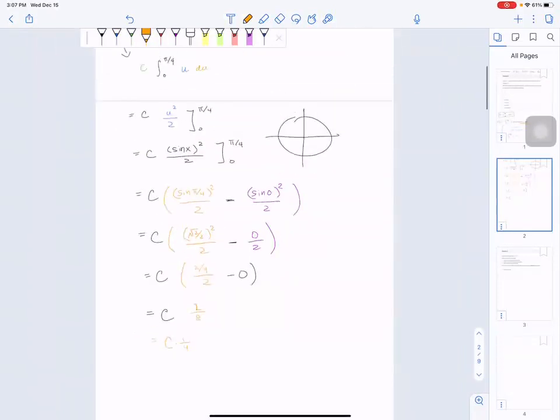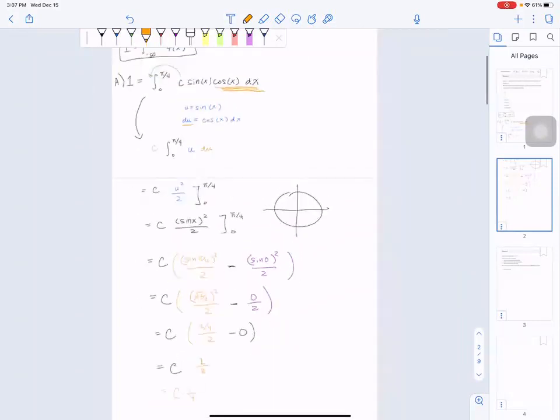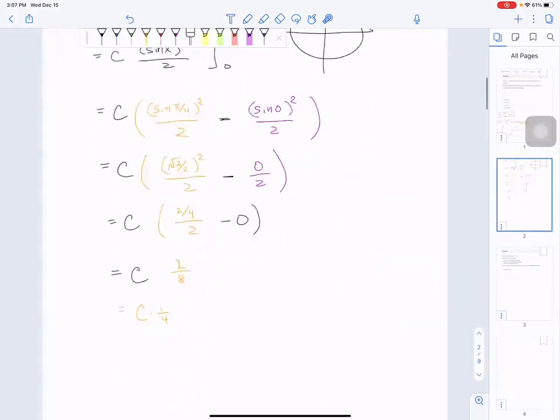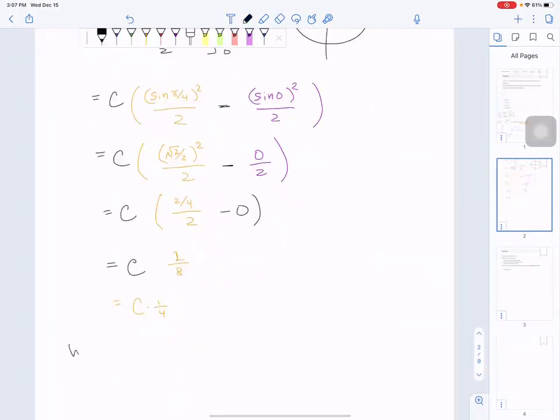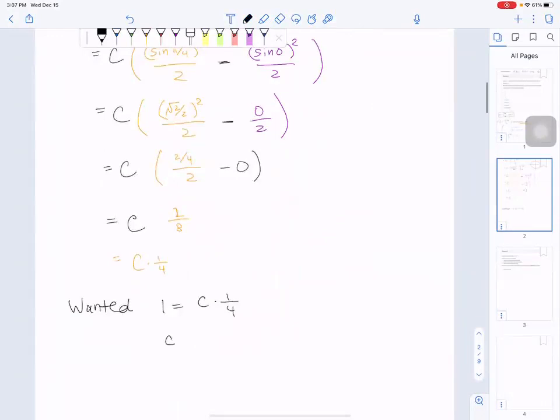So what was the whole goal, remember? We wanted 1 to equal this integral. We just found that that integral is c times 1/4. So we wanted 1 equals c times 1/4. Now we solve for c. C equals 4. Any questions on part A?